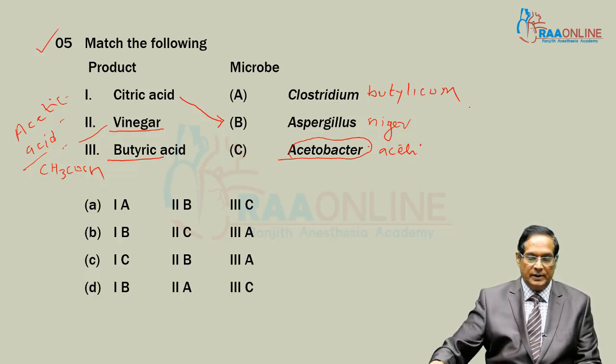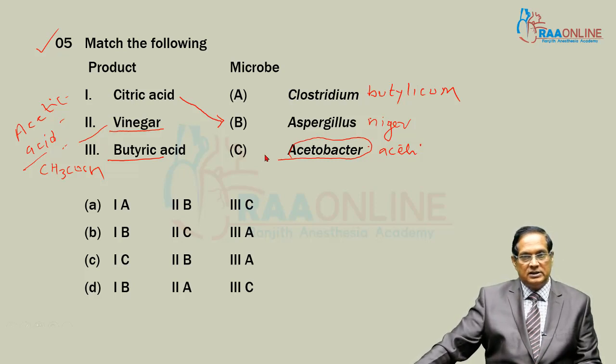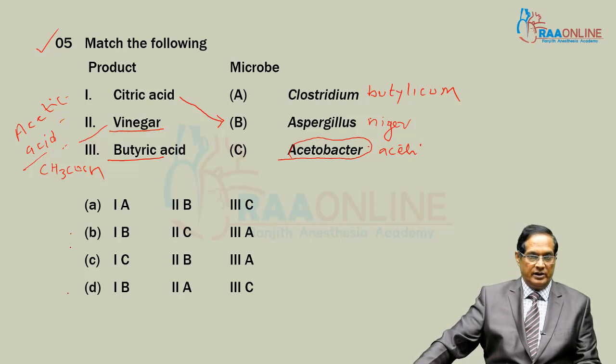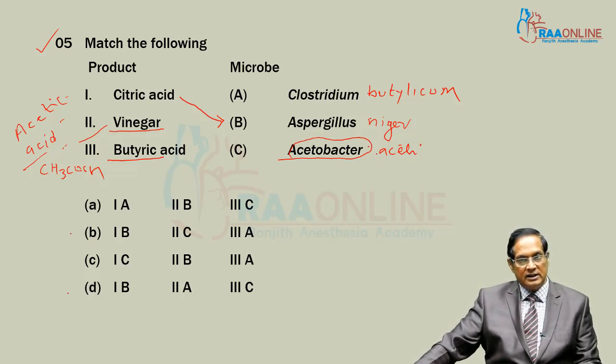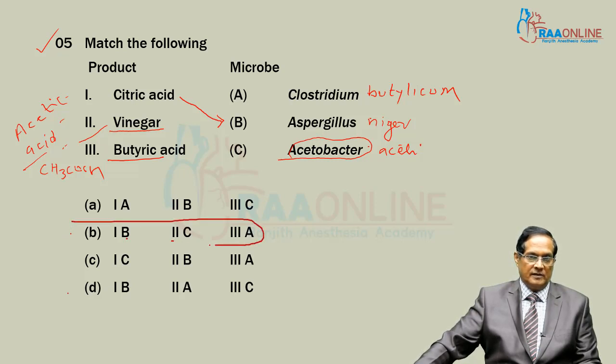So now choose the correct match. In that case, one with two, that is B. And B option starts from the two. In two options, there is a B. So we have to select the answer from these two only. First two are automatically rejected now here. Now come to the second option. Vinegar is obtained from Acetobacter. That is with B, second with C. First with B, second with C, then automatically third with the A. So in this case, the answer is BCA.